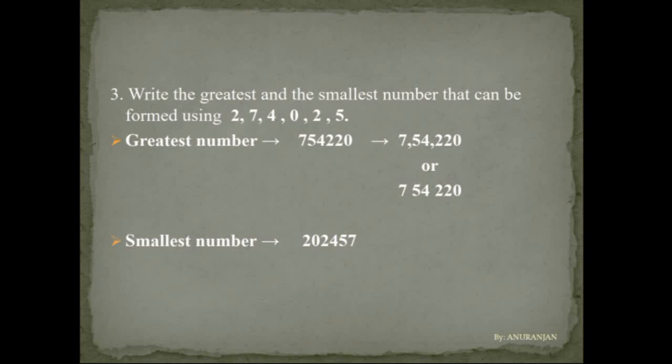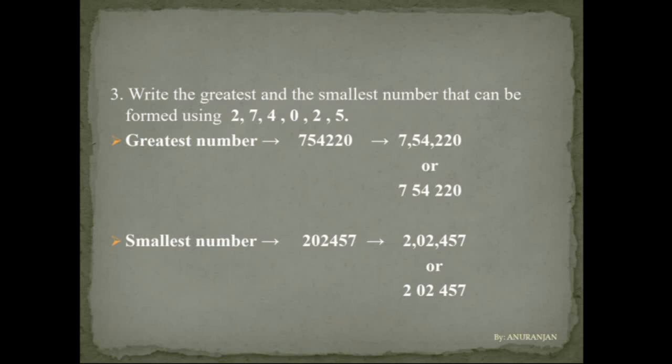So we have to make a number that is greatest or smallest using these digits. For that reason, to keep 0 here, we put it in the second place. So first we have 2, then we put 0, then 2, then 4, 5 and 7. Still it's not enough, you have to present it according to the place values using commas or spaces. Is that clear?